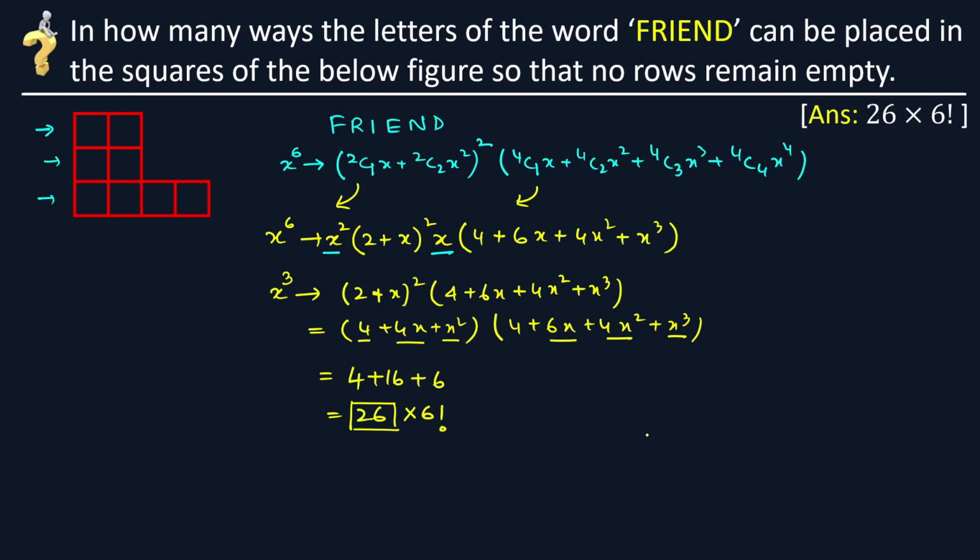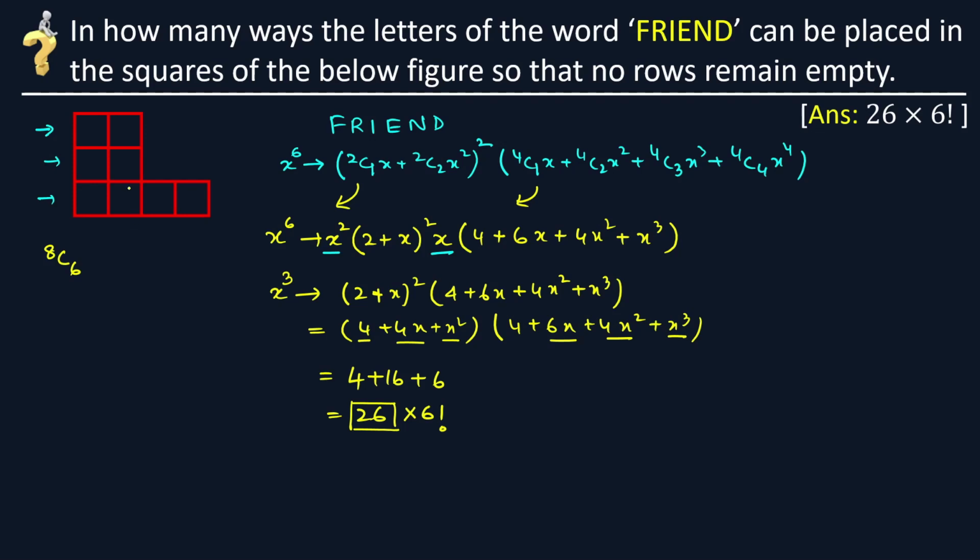You can do the same sum again without taking help of multinomial theorem. How? You will simply see that there are 8 squares. So in "friend" we are having 6 alphabets, so I need 6 squares at a time. That can be done in 8C6 different ways. So now you have chosen 6 squares out of 8 squares, right?